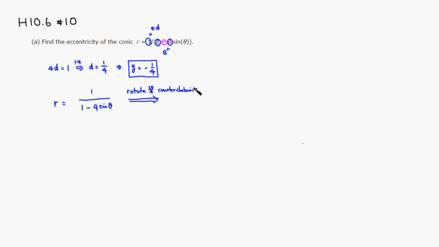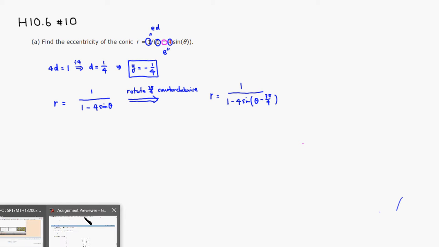So it's just a shift. In the theta direction, we want to rotate in the positive theta direction. So the new equation is simply 1 over 1 minus 4 sine of, so we just have to make the adjustment. We want to shift in the theta direction, so we have minus 3π/4. Let's type it in.